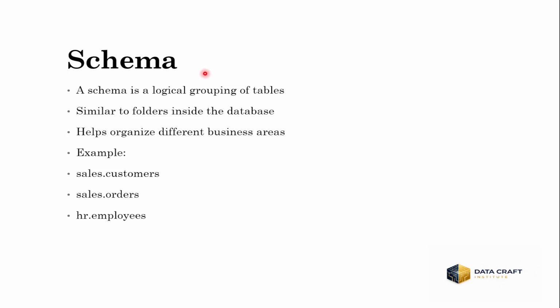So, what is a schema? To summarize, a schema is a logical grouping of tables, similar to folders inside the database. A schema will also have views and other structures, but we are using only tables now for simplicity. It helps organize different business areas. Example, sales.customers: sales is the schema and customers is the table. Again, here sales has a different table called orders. HR is the schema and employees is the table.